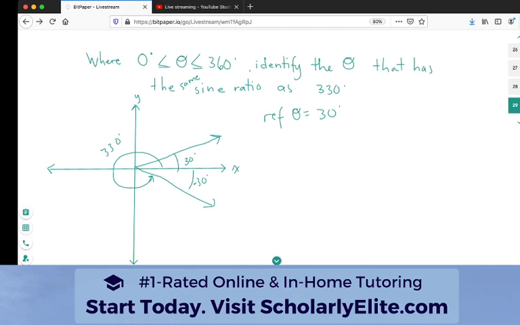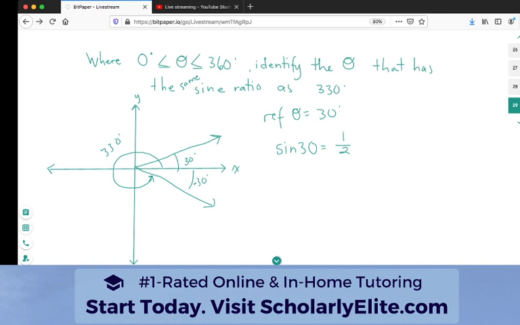What is the sine ratio for positive 30? Well, we know that to be 1/2. So sine of 30 is 1/2. Now identify the theta that has the same sine ratio as 330.